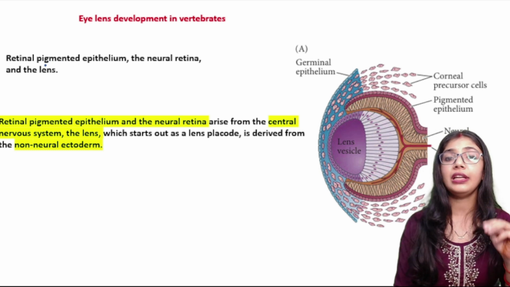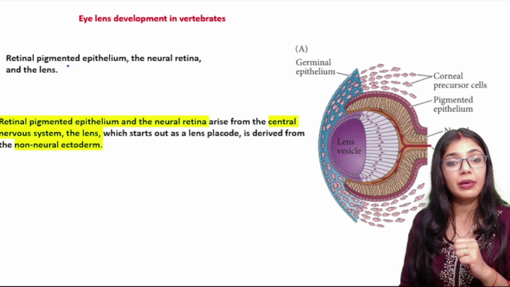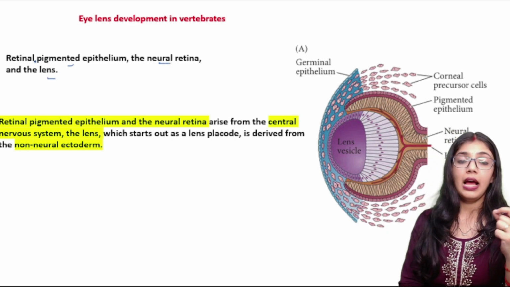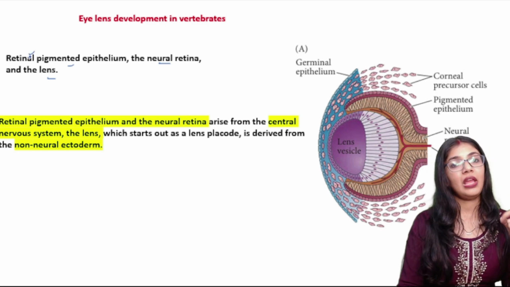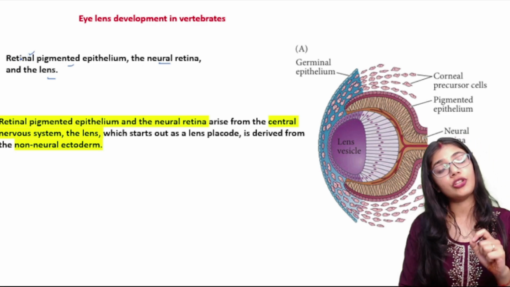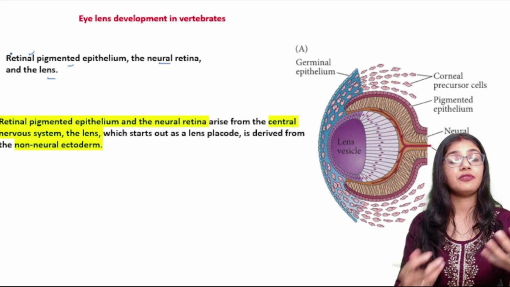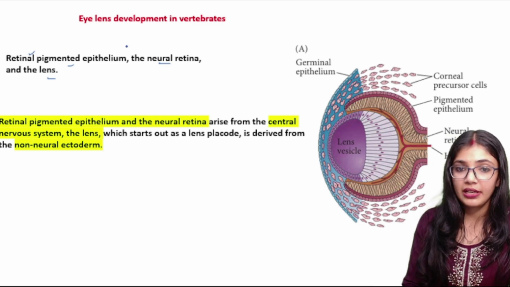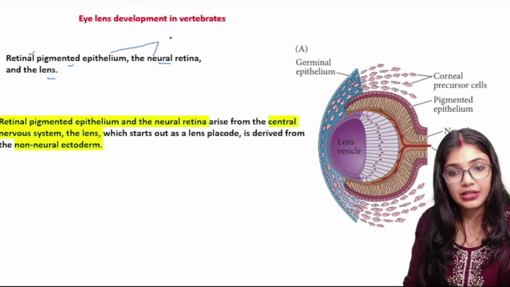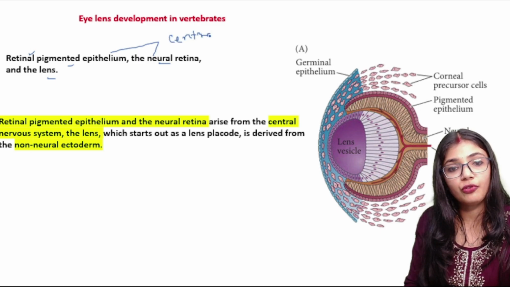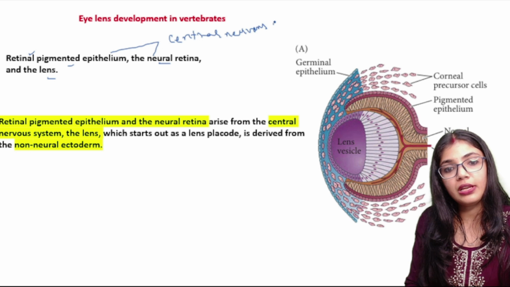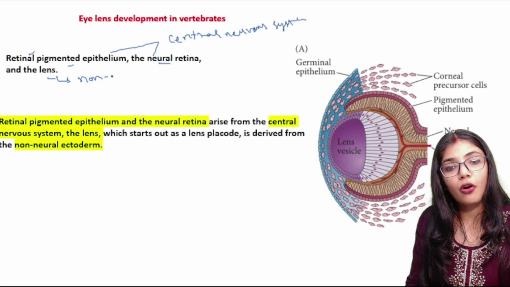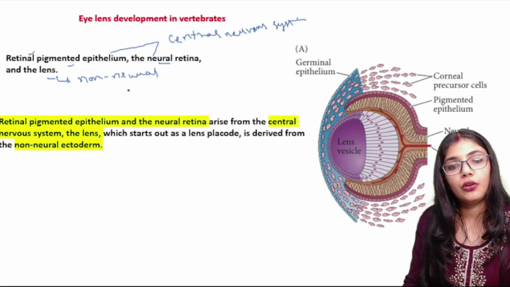There are different layers in the eye: the retinal pigmented epithelium, the neural retina, and the lens. When light falls on the eye, it is transferred to the retina, where cells like rod cells and cone cells absorb this light, respond, and give a signal to the brain. The retinal pigmented epithelium and the neural retina are derived from the central nervous system, and the lens is derived from non-neural ectoderm.